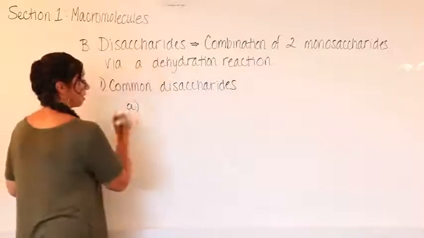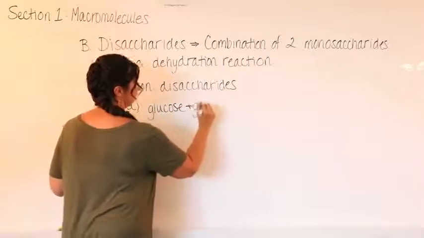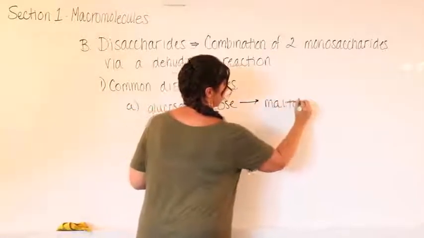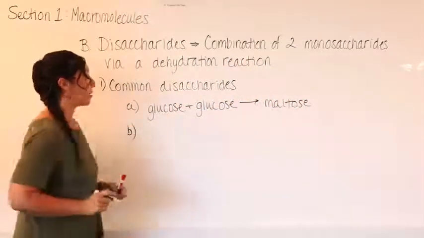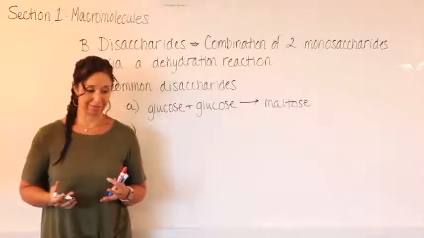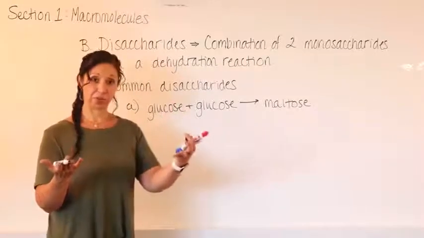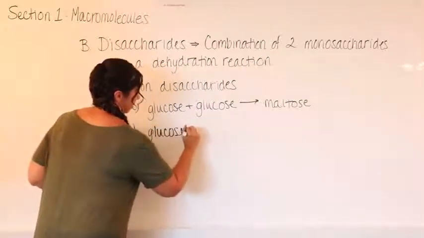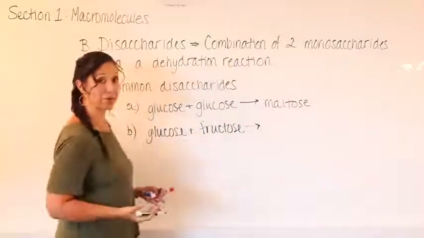So the first one we already talked about. It's when you do glucose plus glucose gives you maltose. You know that one. You've seen it. The next one. You know very, very well from your sugar, essentially. When you put glucose with fructose, which is like fruit sugar, you get sucrose. Glucose plus fructose gives you sucrose. That's table sugar.